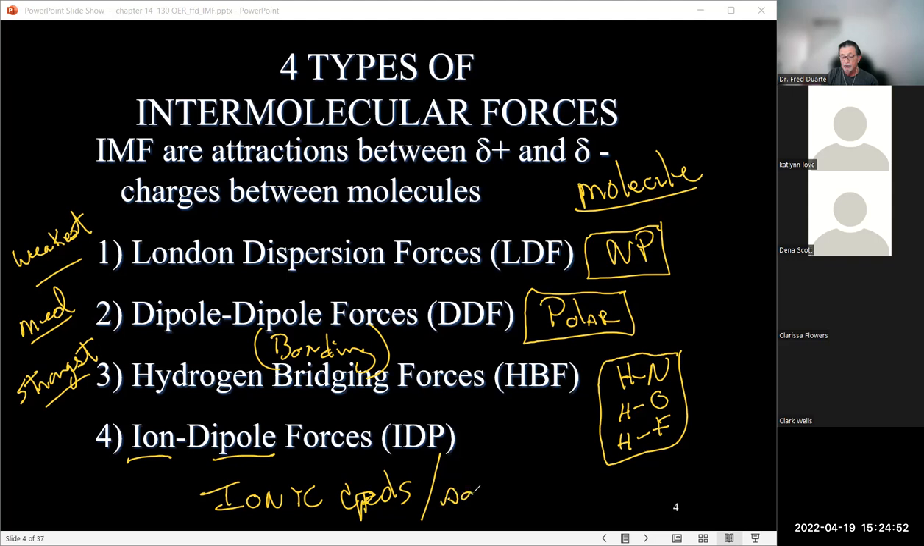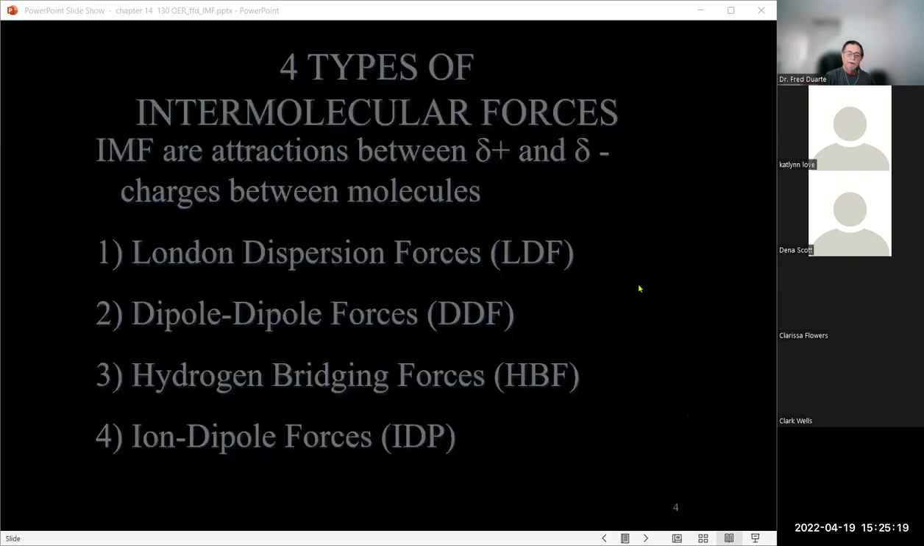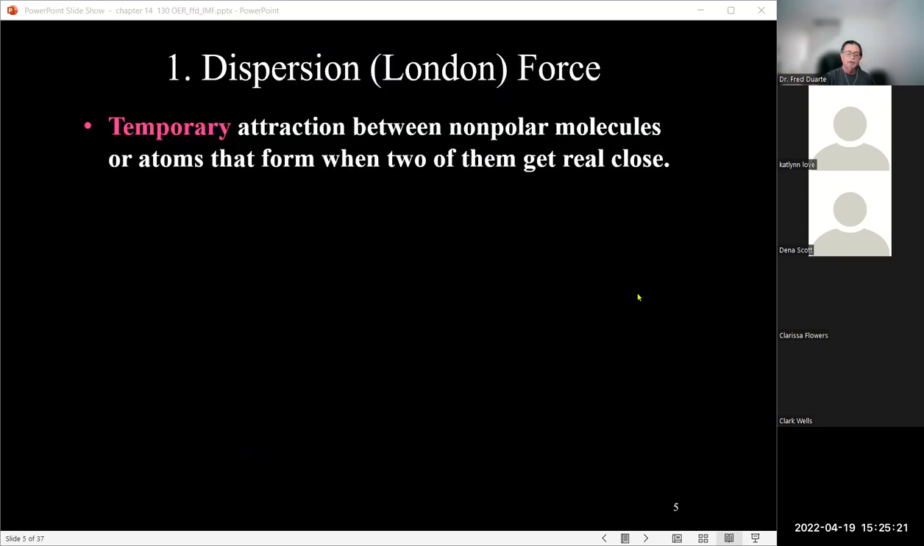So normally, 99% of the time, we're dealing with an ionic compound in an aqueous system, which is water, okay? It has nothing to do with the interaction of covalent compounds, which 1, 2, and 3 do, okay? All right. Let's talk about London dispersion forces.